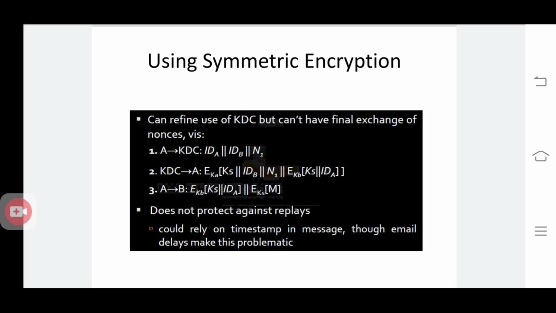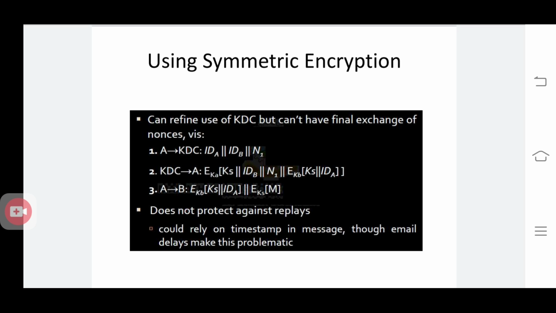Then KDC to A, what is the message being transferred? That is the identity of A along with the session key generated by the KDC appended. Then by using the secret key of B, it is encrypted. Then it is again appended with N1, IDB and KS. Again it is encrypted by using the secret key of A. So there is a need of exchanging the secret keys or master keys of A and B with the KDC.